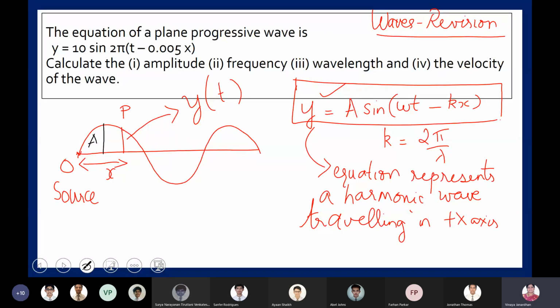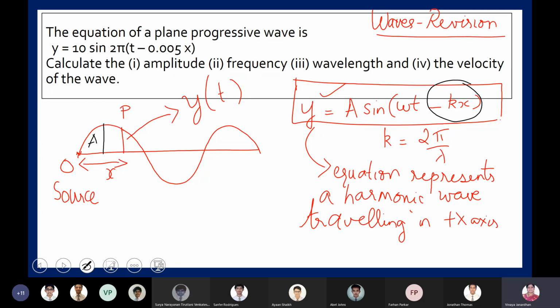Boys, these formulas are very important. A represents the amplitude of the wave. Omega is the angular frequency. K we call the propagation constant; the value of k is 2π by λ. And the negative sign in minus kx indicates the wave is traveling along the positive x-axis. Are you clear? You have to learn the equation by heart. Only then you can solve the numericals.